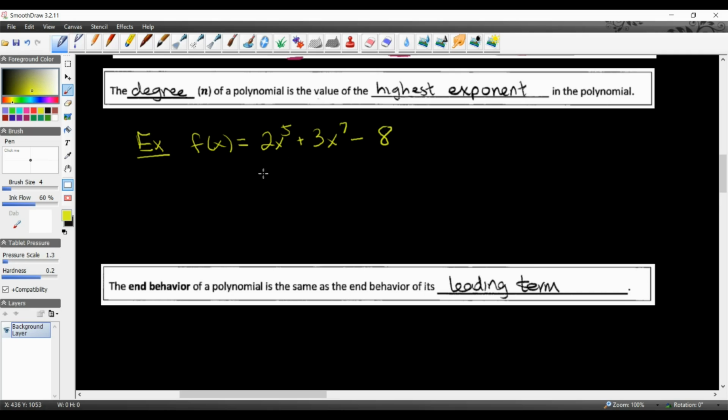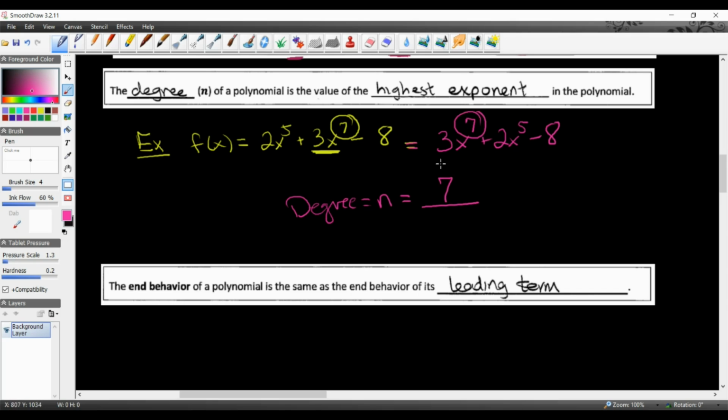So in this case, you can see that this is not in order, because this is the biggest exponent. So you might want to rewrite it to make it look a little nicer. This would be 3x to the 7th power plus 2x to the 5th power minus 8. This has it in descending order, where our exponents go from the biggest one to the smallest one. In this case, 7 would be first. So in this problem, my degree, which is our n, would be equal to 7, because that is the highest degree, the highest exponent in this polynomial.